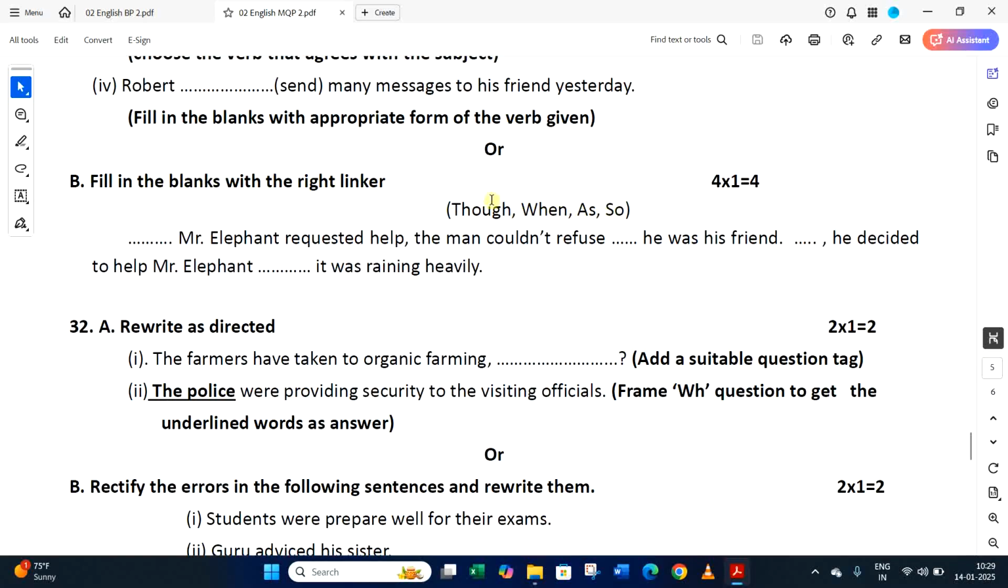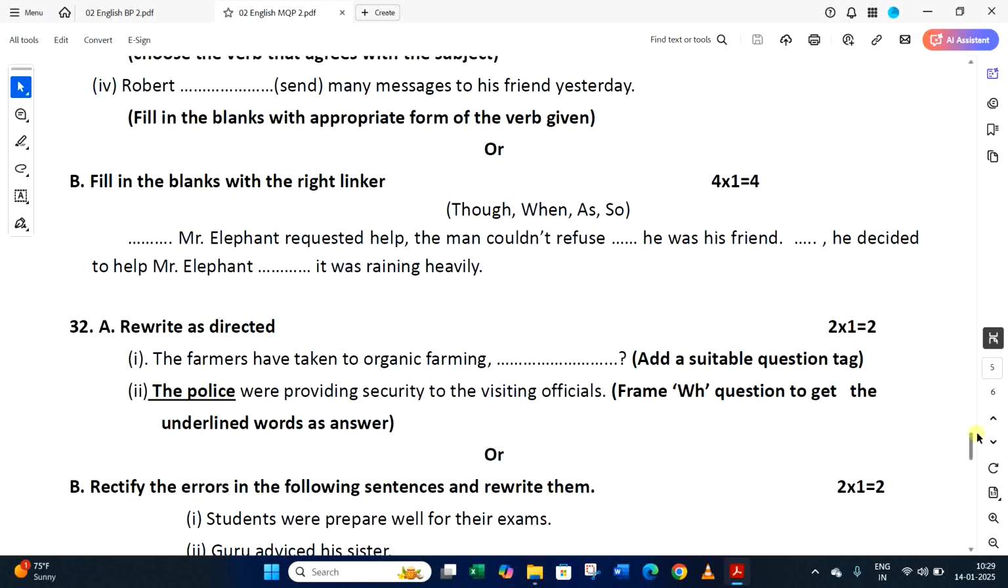Though, when, as, so, we can find here linkers are given, and there is a small passage of 2 lines. Mr. Elephant requested help. The man couldn't refuse. - he was his friend. - he decided to help Mr. Elephant. - it was raining heavily. So you have to write the appropriate linkers in the blank spaces, my dear students, for 4 marks.